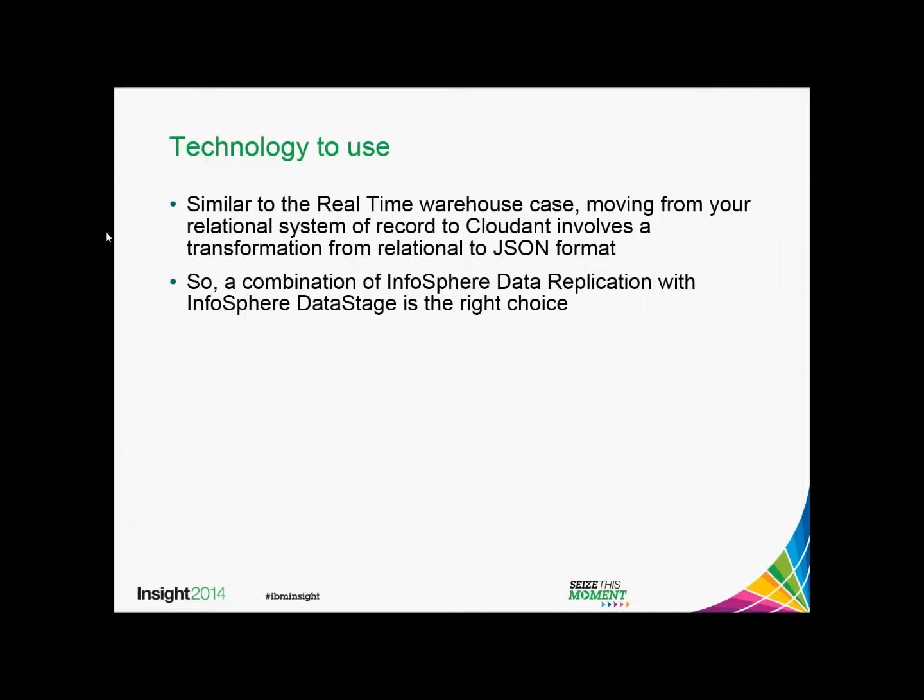The technology to use here, similar to the real-time warehousing case: in general, your system of engagement data will be a JSON NoSQL database, Cloud or MongoDB, one of those. Your system of record will likely be relational, or it could be IMS. We support data replication for IMS as well, but it almost certainly won't be a JSON NoSQL database. So you need a significant transformation. Data replication can't apply directly to JSON, so for this use case, you'll need to use data replication with DataStage together to get the data into your system of engagement database.